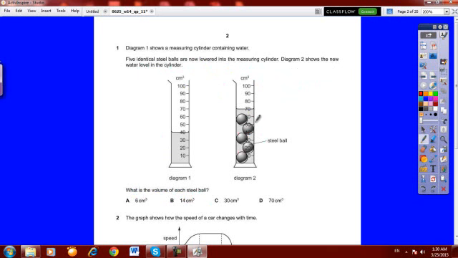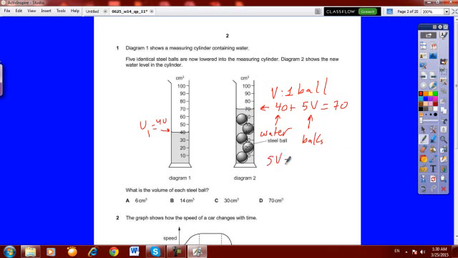Suppose that the volume of the steel ball is V. Initially the volume of water, V1, is equal to 40. Which means 40 plus the volume of the 5 balls, so V is the volume of one ball, so this is 40 plus 5V is equal to 70. 40 is the volume of water, 5V is the 5 balls, since each one is V, and the total is 70.